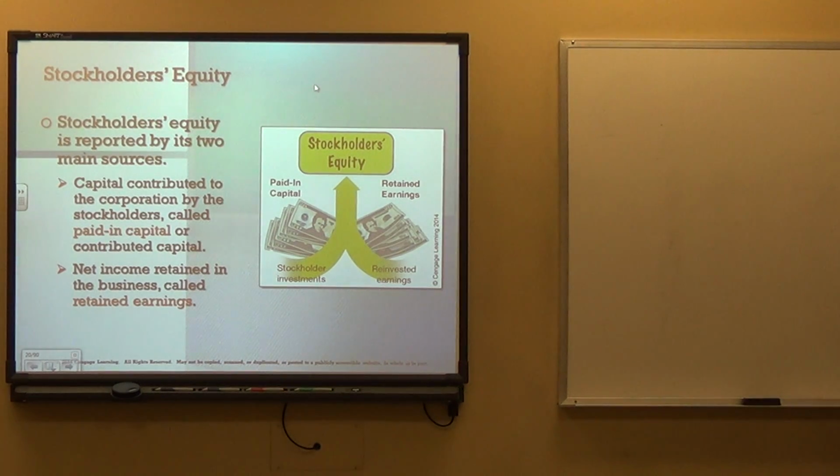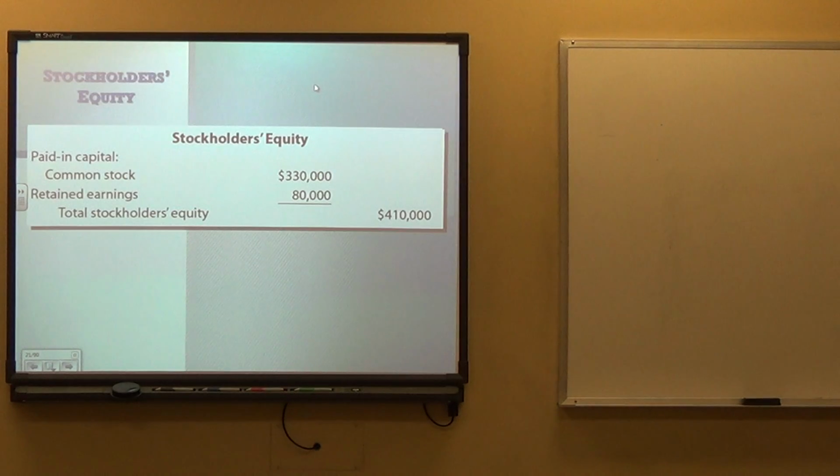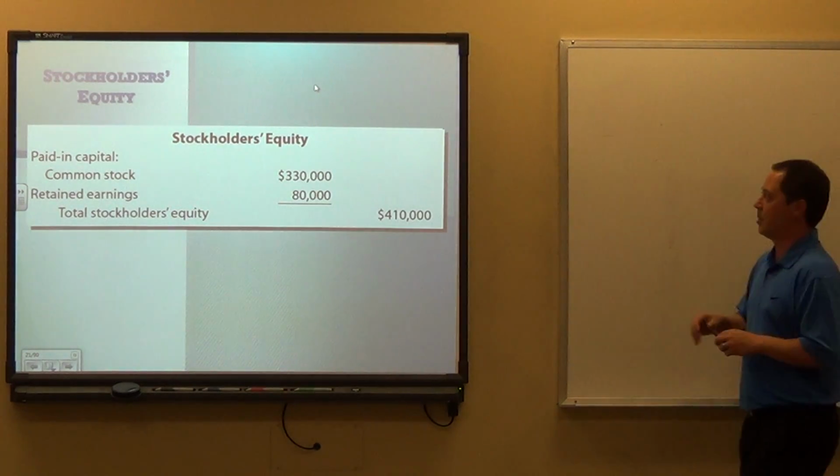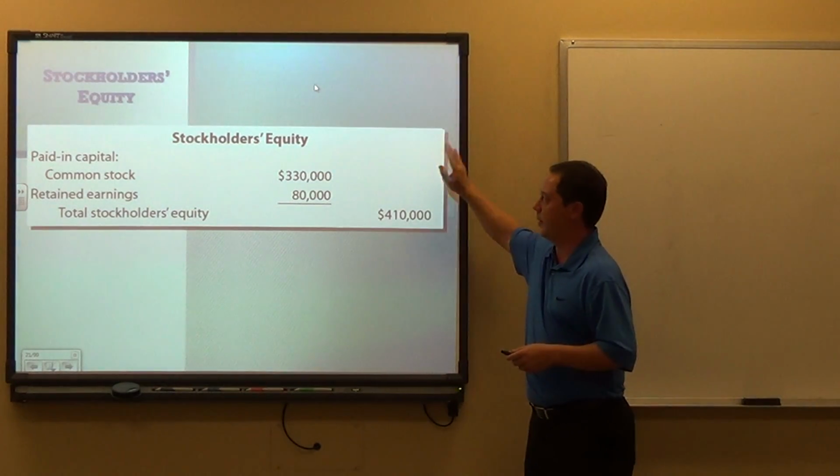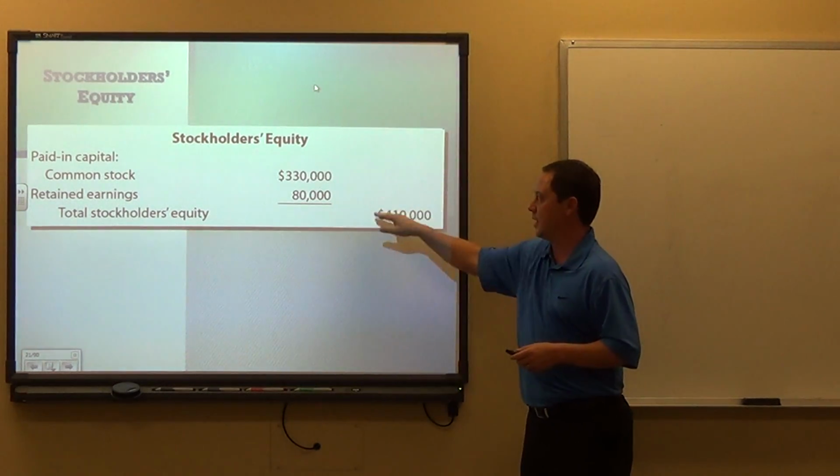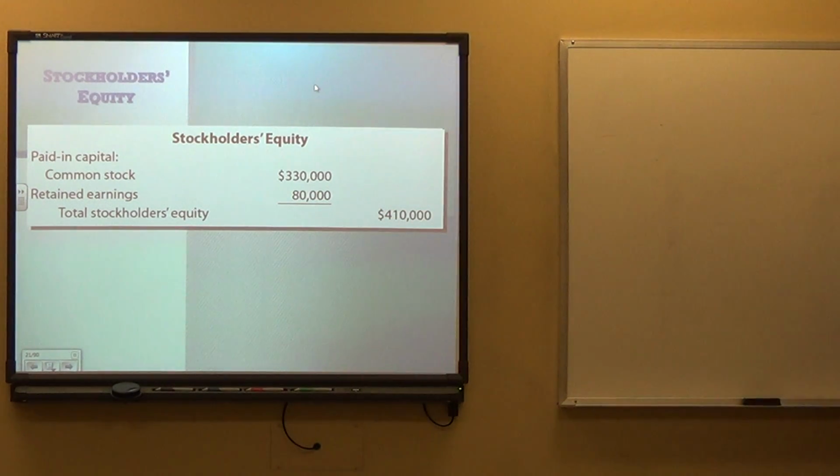Questions? We've already covered a lot of this. All right, so this is my stockholders' equity example here. We have our common stock and retained earnings, and that gives me my total stockholders' equity.